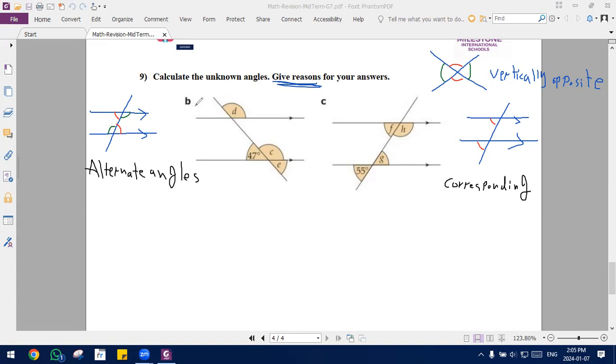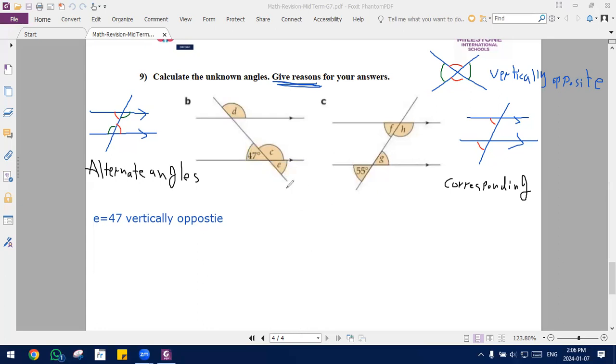Let's start with the first part that says B here. This is 47. We need to find E, C, and D. Let me start with E. So I would say that angle E is equal to 47. Why? Because, as you can see, there's an X, vertically opposite. How are they vertically opposite? This is the line, and this is the line. So it makes like an X, this angle equal to that angle.